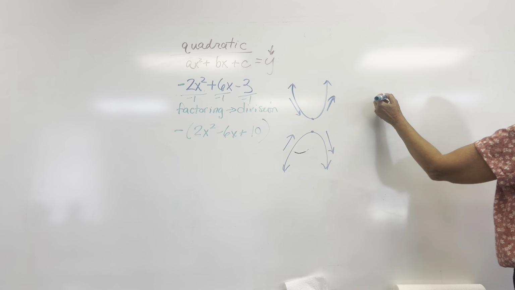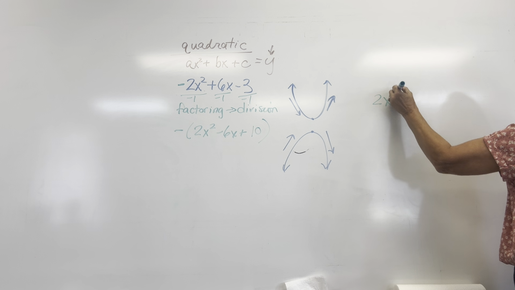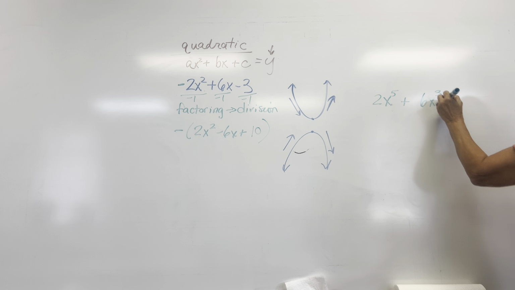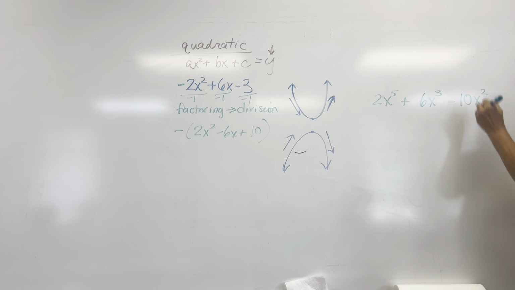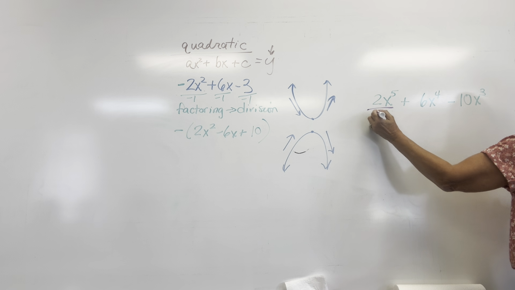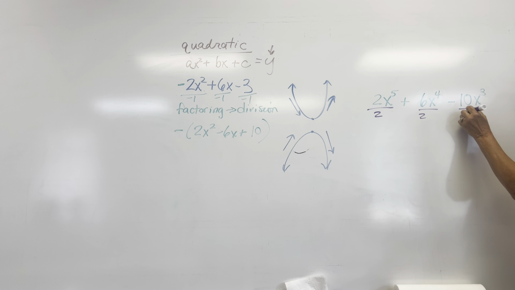So, if I had, let's just do this, 2x to the 5th plus 6x cubed minus 10x squared. Let's just make it descending: 4 and 3. All right, what can I factor out of every term? Yes, John. I can factor out a 2. What else can I factor out? Anything else? I can factor out a 2 and a what? X cubed.